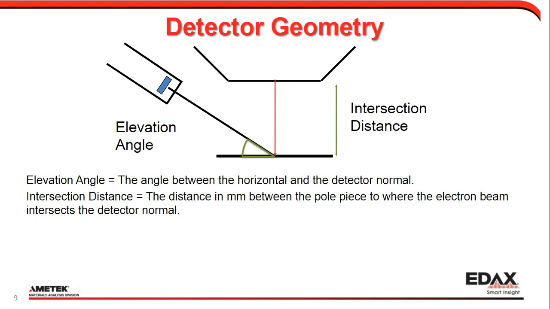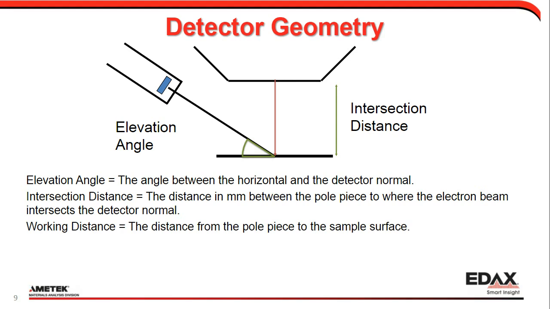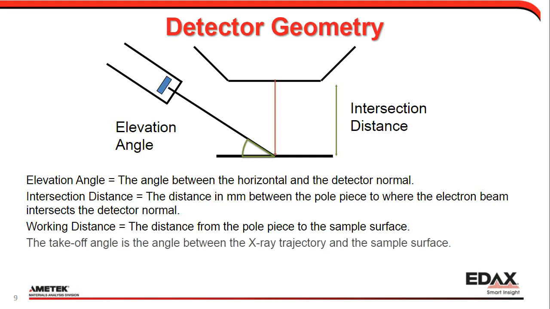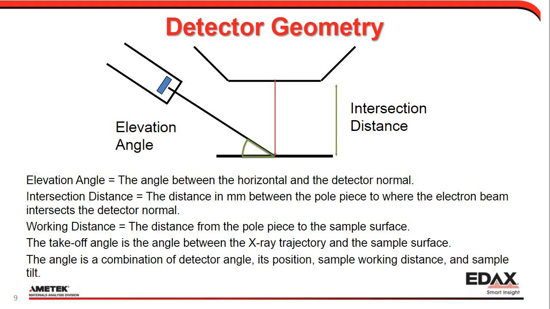Then we have the working distance. Now this is what you change with the focus knob on your microscope. This is the distance between the pole piece and the sample surface. This has nothing to do with the EDS detector really. The takeoff angle is the angle between the X-ray trajectory and the sample surface. This is where we combine the geometry of the detector with your sample. So the takeoff angle is an important parameter in all our calculations. And it's a combination of the detector angle, the position of the detector, the working distance of the sample, and the sample.